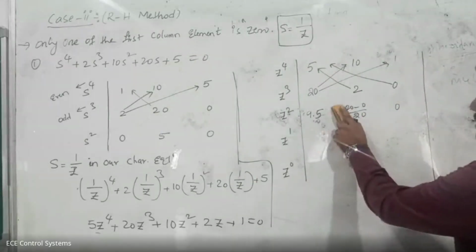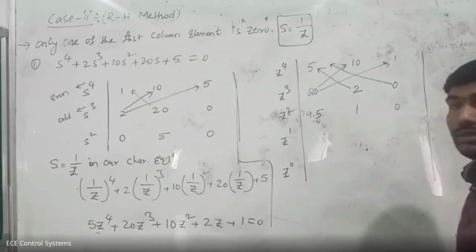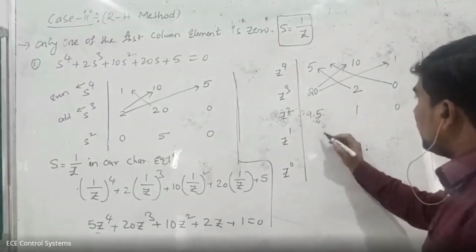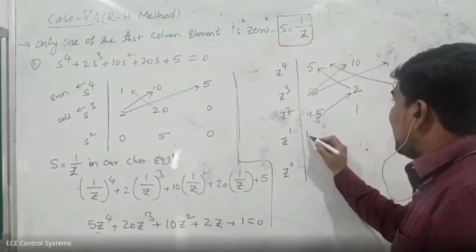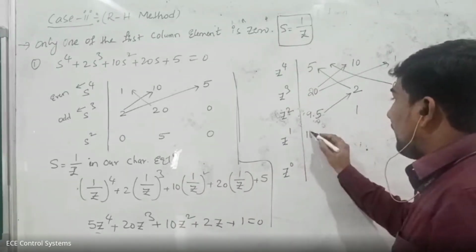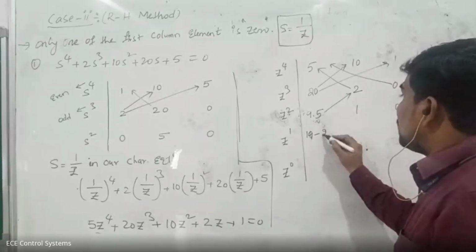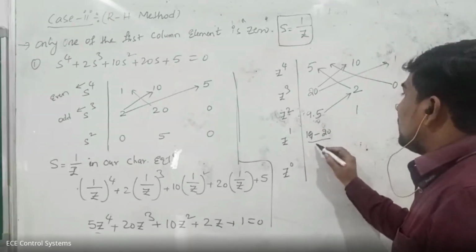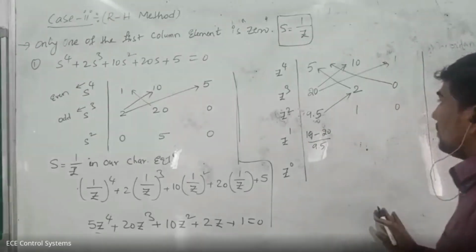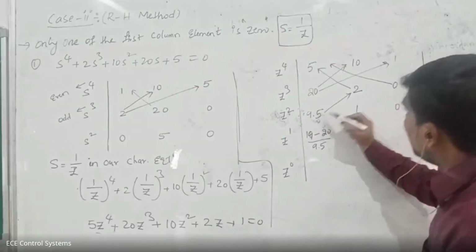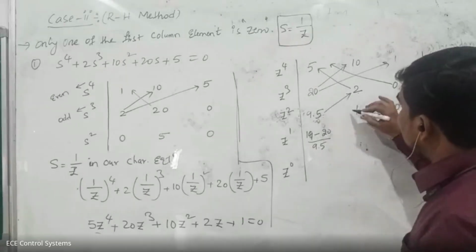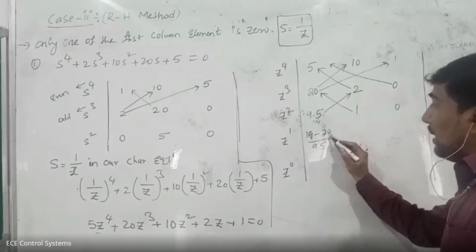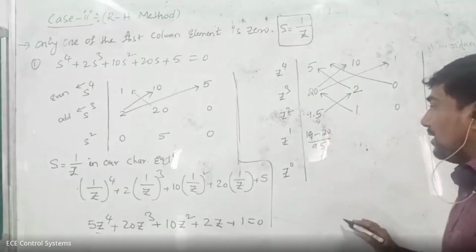9.5. 20 by 20, that is 1. Next, the 9.5 is multiplied with 2, that is 18. Sorry, 19. 19 minus 20 by 9.5. 9.5 into 2, that is 19, minus 1 into 20, that is 20, by 9.5. Okay, what is our answer?